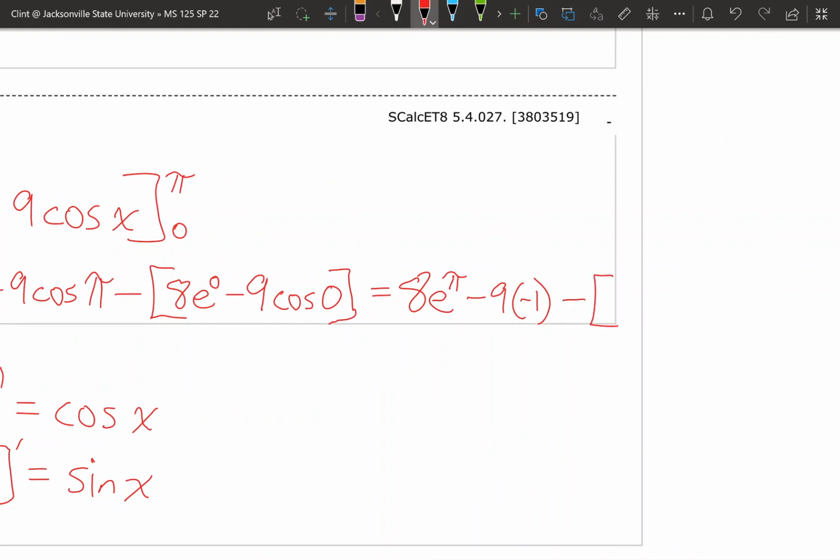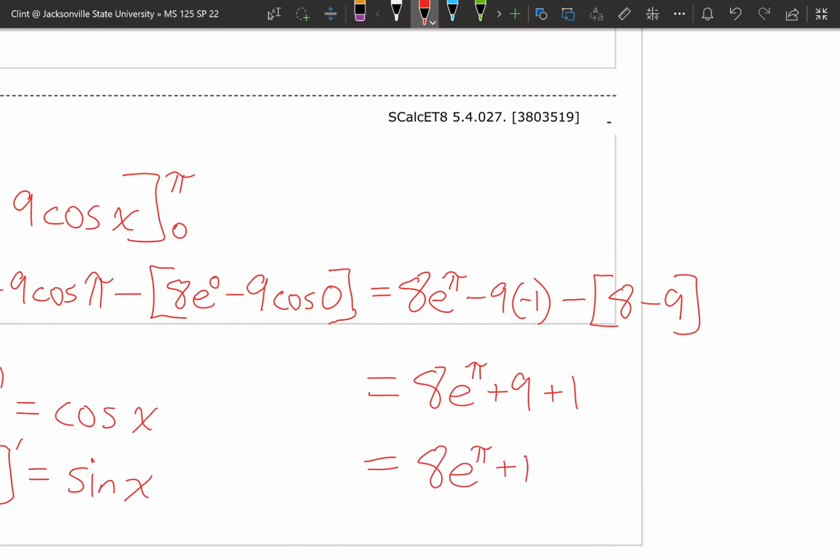And then minus 8e to the 0th. What does that give us? It's just 8, 8 times 1, right? E to the 0 is 1, so that's just 8. And then cosine of 0 is 1. That's just minus 9. So that's 8 e to the pi plus 9. And then we got minus and minus 1, so plus 1. So that's 8 e to the pi plus 10. That's fine. That's a number. So okay.